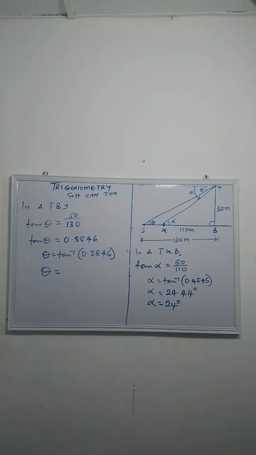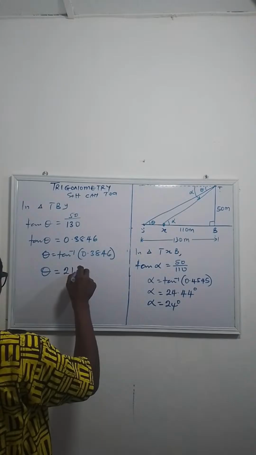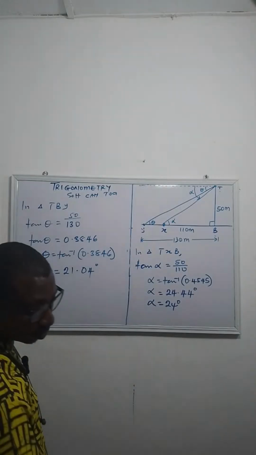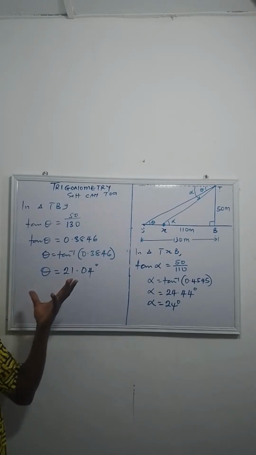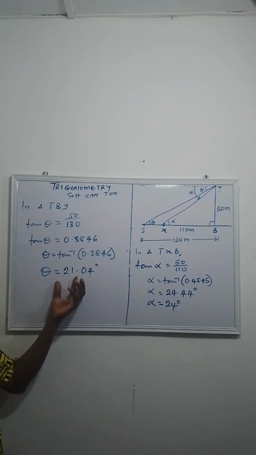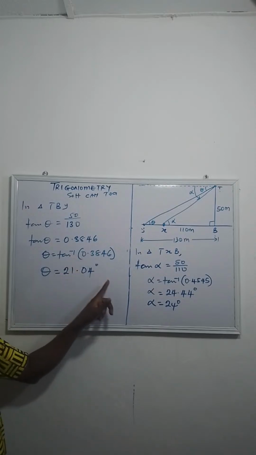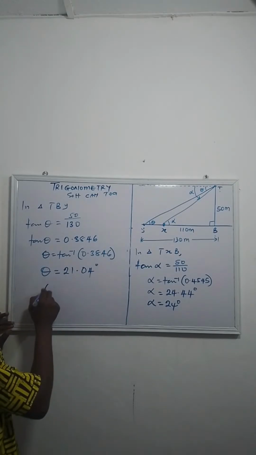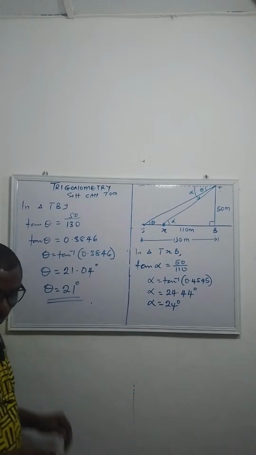Because of our time, the answer we have there is going to be 21.04 degrees. But the question asks us to find the angle to the nearest degree. The nearest degree means to the nearest whole number. So we write the whole number and throw this away. Since the next digit is not up to 5, we have theta equals 21 degrees.